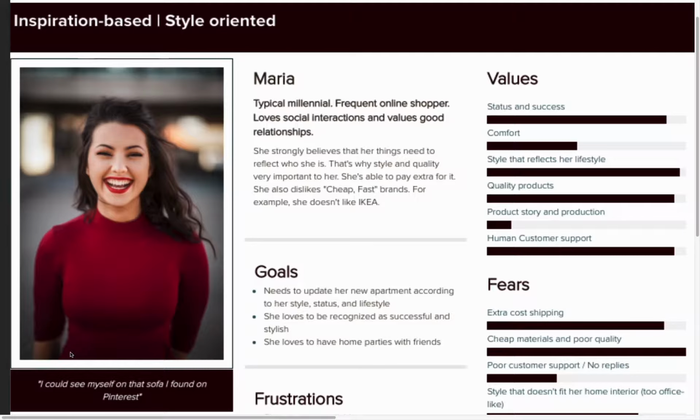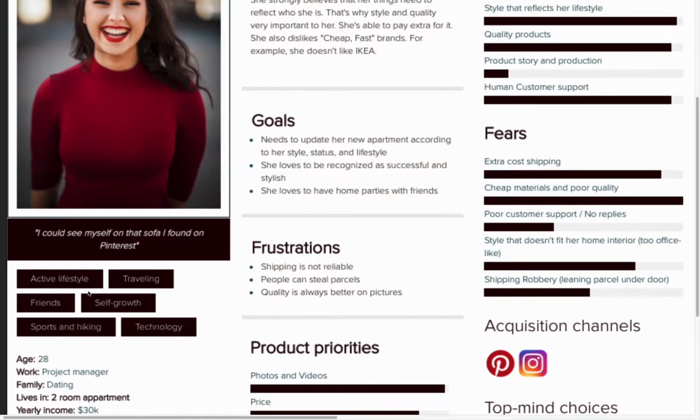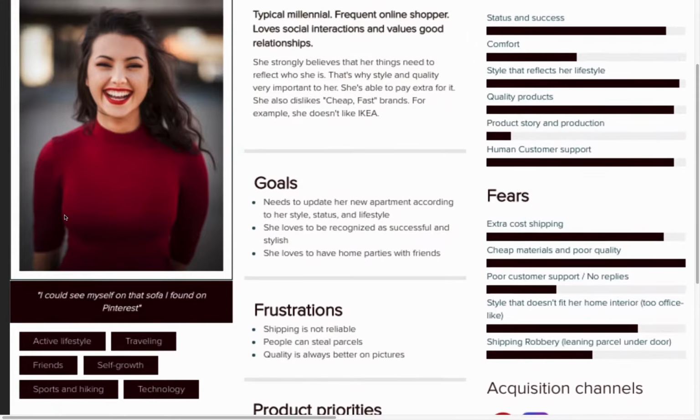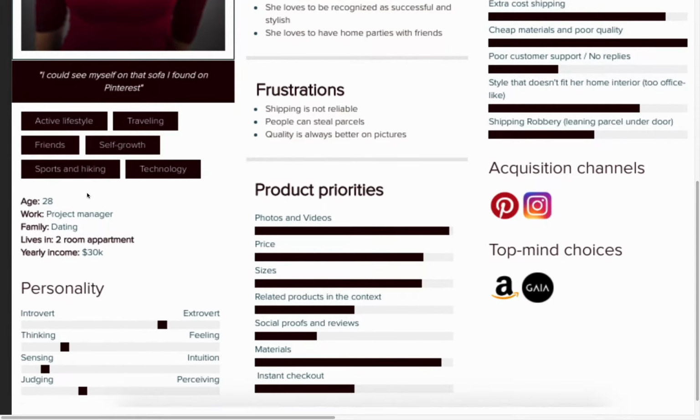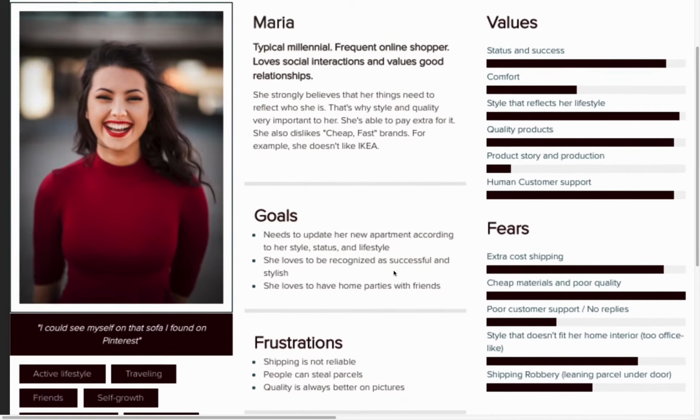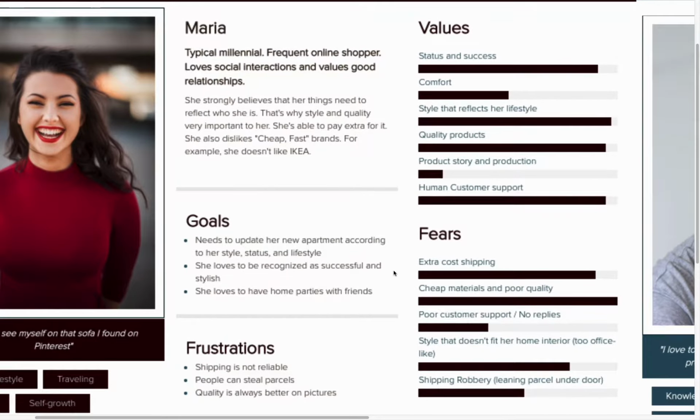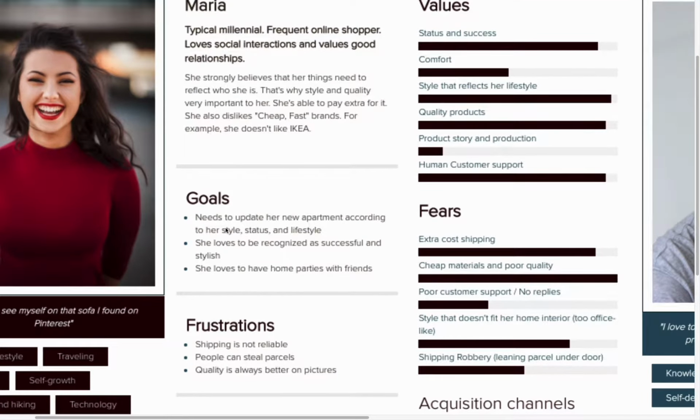She starts from inspiration. And in terms of her personality, she's very active. She travels. She has a lot of friends. She values growth and sports. She's a really, really active girl, very entertaining and vivid, as you can see. Again, extroverted. But let's talk more about her specifics. Her goal is to update her apartment according to her style, status, and lifestyle. She likes to be recognized.